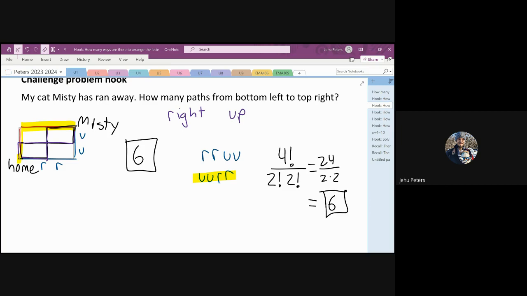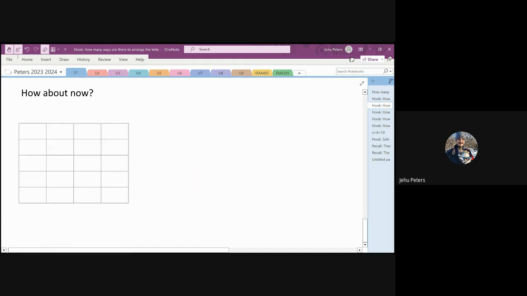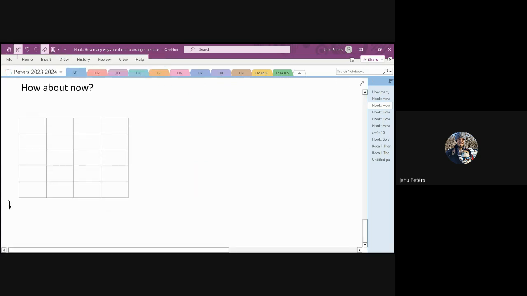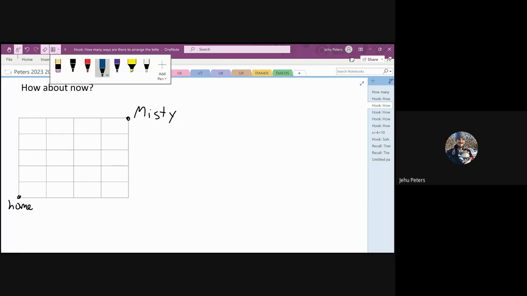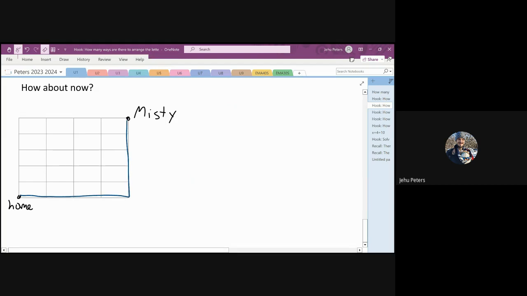All right, now that we have a formula, we can try a more difficult question. Because if this was the setup where my home was over here and my cat Misty had escaped all the way over to here, there's no way I would want to draw all the paths. I would definitely want to use a formula. And indeed we can. We just draw an example path with 1, 2, 3, 4 rights, 1, 2, 3, 4, 5 ups. So our word, so to speak, looks like 4 R's and 5 U's. This has a total of 9 letters with 4 repeated R's and 5 repeated U's.